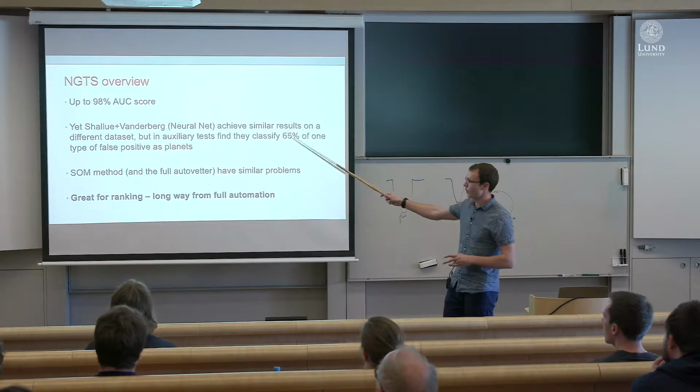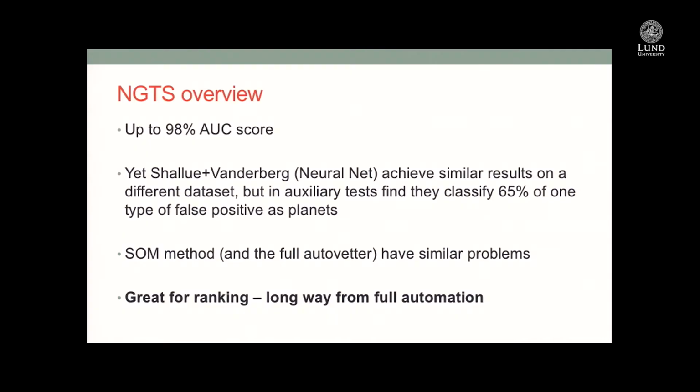To overview that one, we're getting scores up to 98%, and in terms of ranking, that's fantastic. It saves us a hell of a lot of time. Very, very useful. And if someone gets tired looking at 3,000 light curves, they can just look at the top 300 and they'll probably see all the interesting ones. So you've done quite a good job there. In terms of trusting them for full automation, that's what I'm trying to highlight, and we're not there yet.